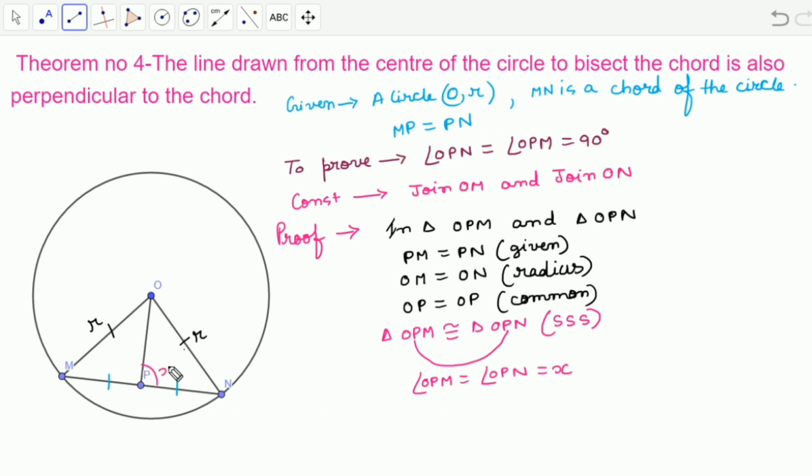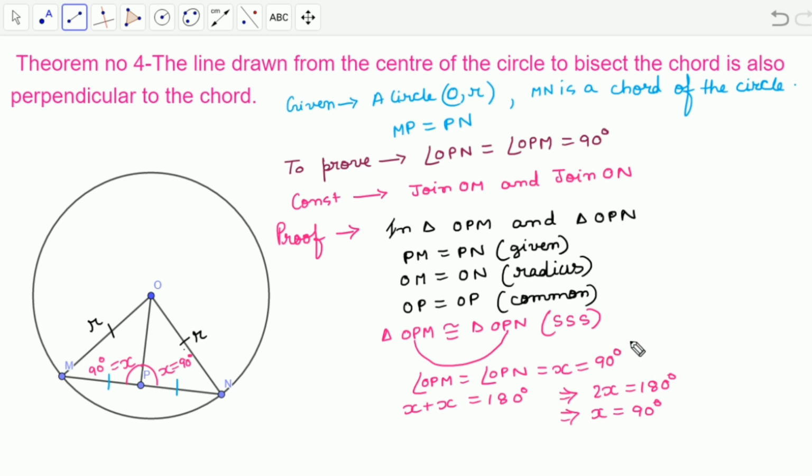So this angle is X and this angle is also X. Both the angles are X. MN is a straight line, so X plus X equal to what? Is equal to 180 degrees. This means 2x is equal to 180 degrees, and this further means that x is equal to 90 degrees. X equal to 90 means this is equal to 90 and this is also equal to 90. Hence we have proved what we had to prove, x equal to 90.